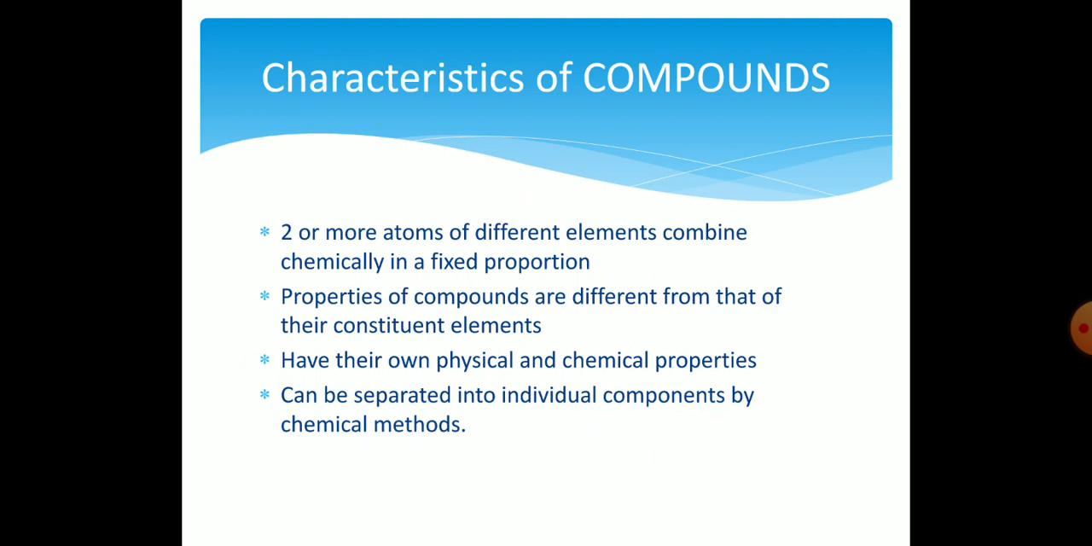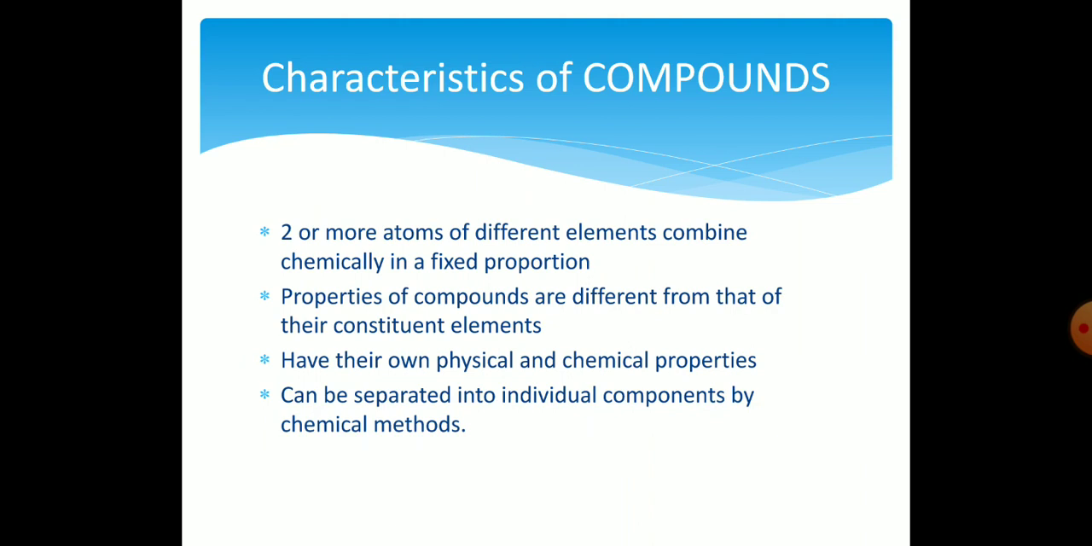And then they have their own physical and chemical properties. Yes, the color, physical means color, size, everything, and chemical properties also. So in the same example of the sambar, we can say the sambar color, you can say light orangish color or yellow color, will be different from that of the individual elements like your sambar powder, etc. Then they can be separated into individual components by chemical methods. This is one thing we have to take into consideration.